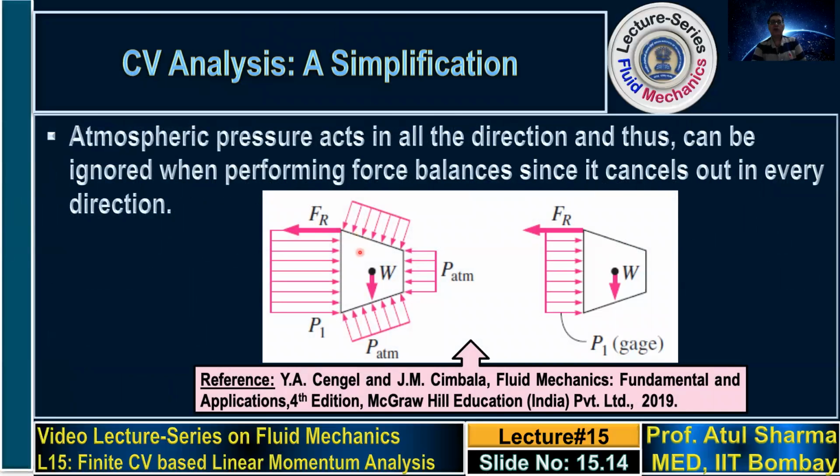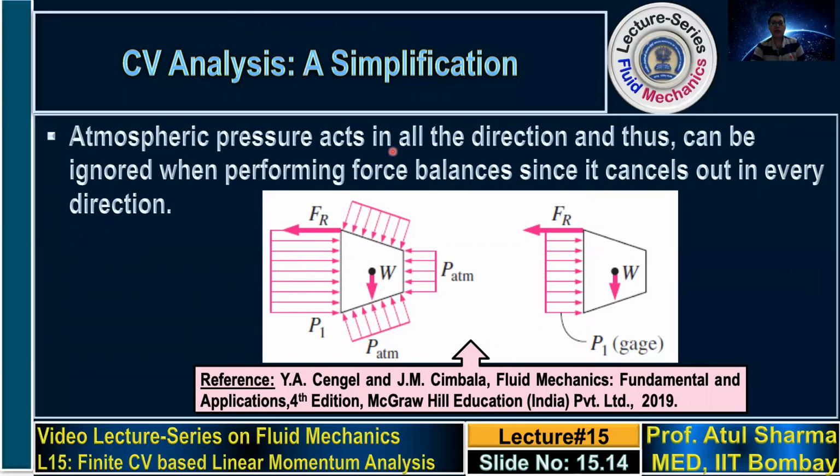For most problems, if you take a control volume, let us suppose the fluid is entering into a nozzle. This is the top surface, this is the bottom surface, and the right surface of the nozzle. Here you have ambient pressure. So let us suppose you are given this pressure, you can subtract the ambient pressure because it cancels out.